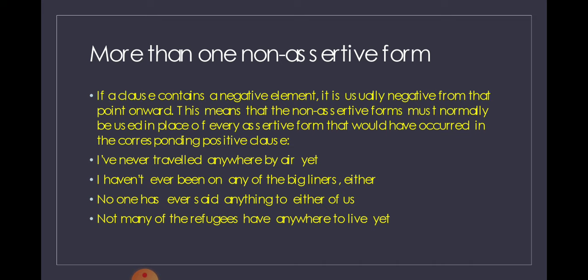And here we have some examples. I have never traveled anywhere by air yet. So this sentence is considered negative from the word never onward. And the same is applied for the other sentences that you have here.